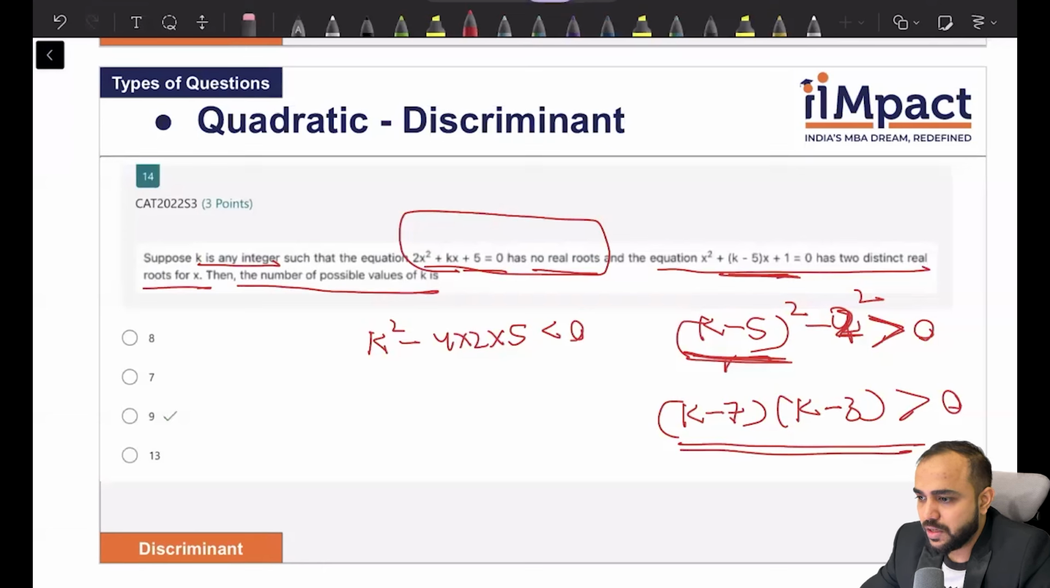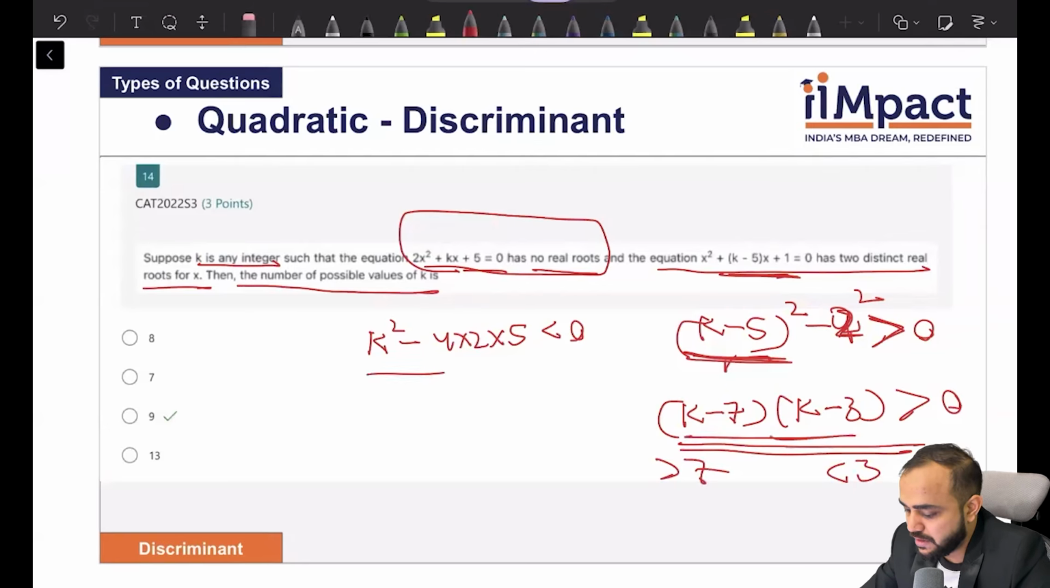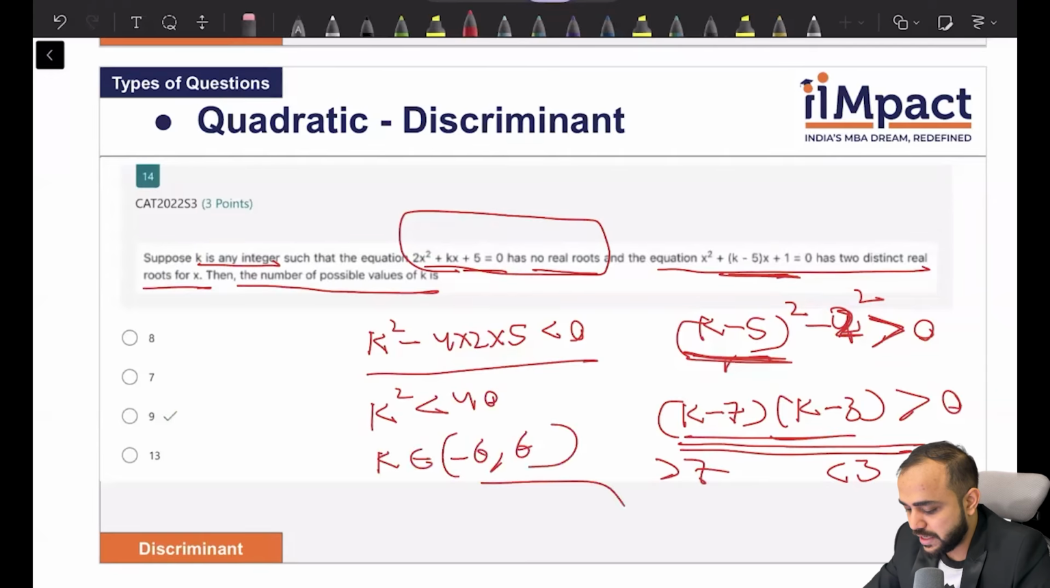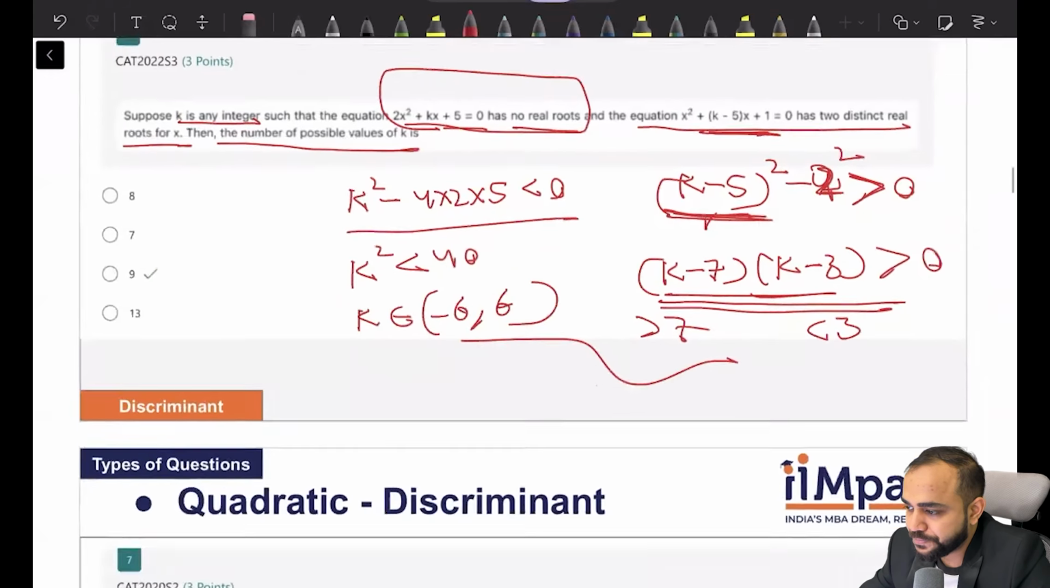So the values that you can take are either greater than 7 or less than 3 to get a positive value of this multiplication. And this will give you the other range. k square is less than 4 into 10, that is 40. So the magnitude of k is going to be between minus 6 to 6. So you just take the intersection of this and you will get your answer.